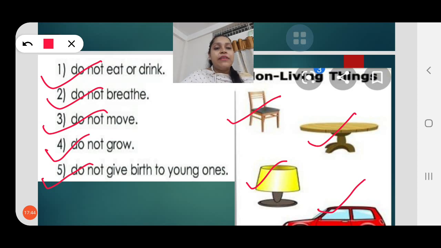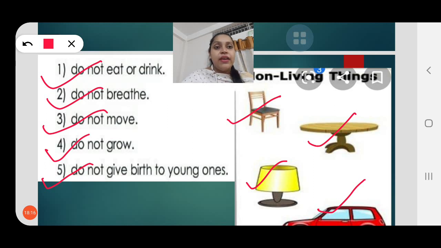So what are the special characteristics of non-living things? They do not breathe, they do not eat or drink, they do not move. Of course a car can move, but we have to put the key on, then only a car moves, not by itself. They do not grow from small to big. Non-living things, their shape remains the same.